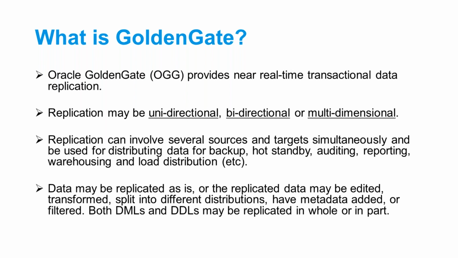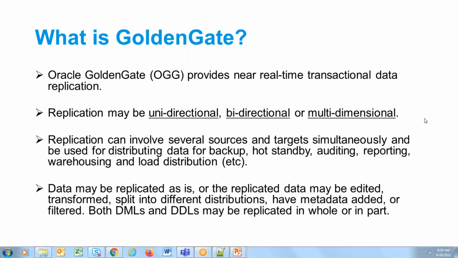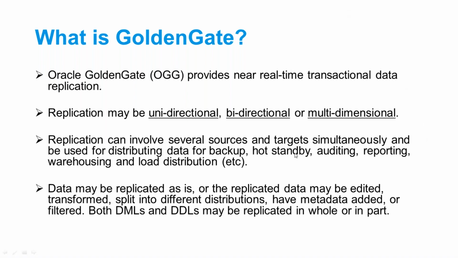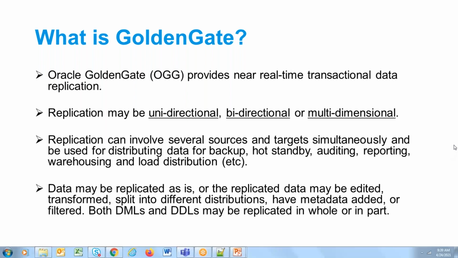Then you have multidirectional as well, which means there are multiple sites involved: site A, site B, site C, site D, or many more sites, and Golden Gate can replicate the data among the different sites. Replication can involve several sources and targets simultaneously and can be used for distributing data for backup, hot standby, auditing, reporting, data warehousing, load distribution, etc.